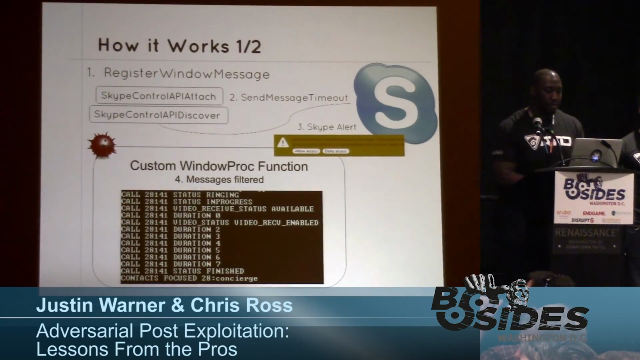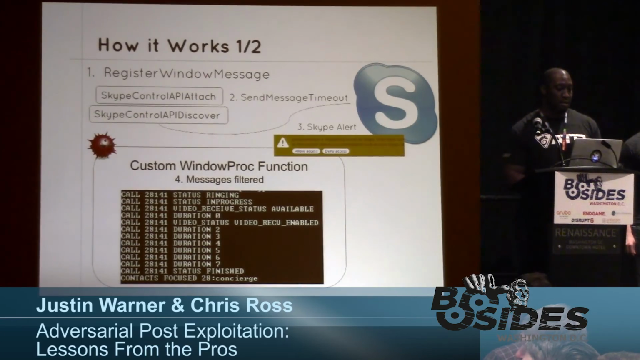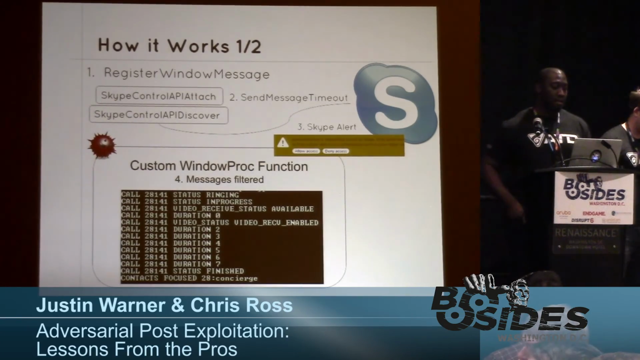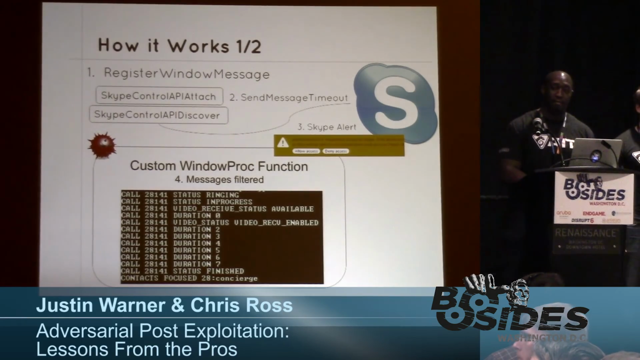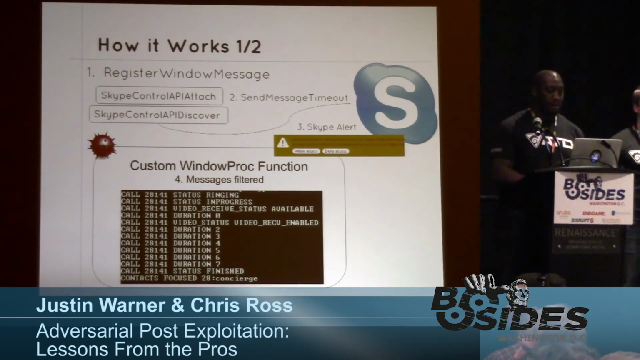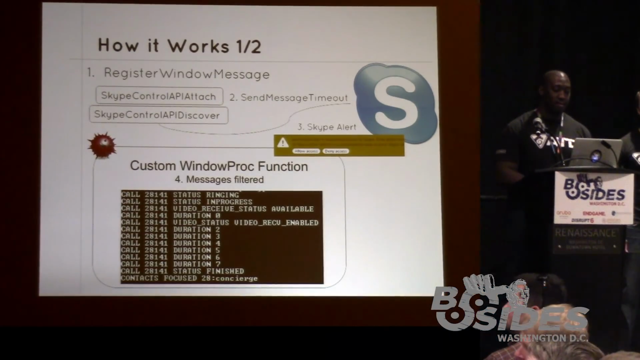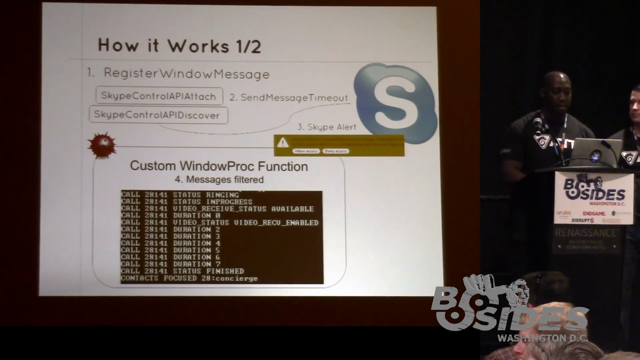So how did it go about recording conversations? First, it used the Windows messaging API to send a broadcast message called API Discover to all the windows present on the system. And Skype would respond to that and indicate that it was running, it's here. And then the malware sample would send another message saying API attached, requesting access to the Skype desktop API.